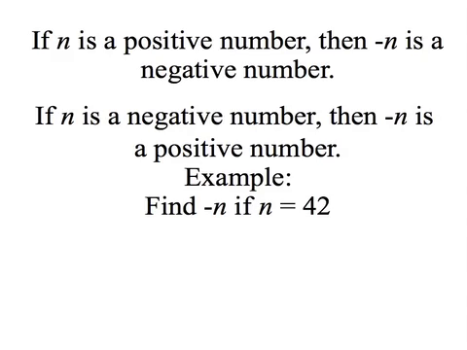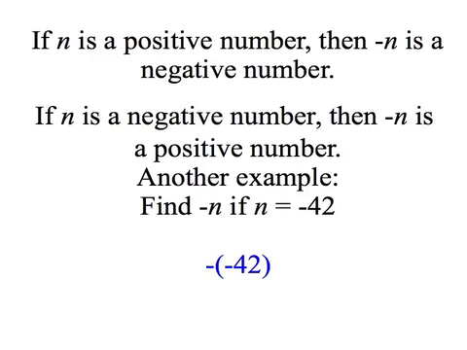Here's an example. Find the opposite of n if n is 42. Well, this is pretty straightforward. We write 42, we put the negative in front, and our answer is -42. But this example is a little more complicated. Find the opposite of n if n is -42. Well, then we write -42. We put parentheses around it so that we can tell the two negative symbols apart. And now we're looking at the opposite of -42, which we know is 42.